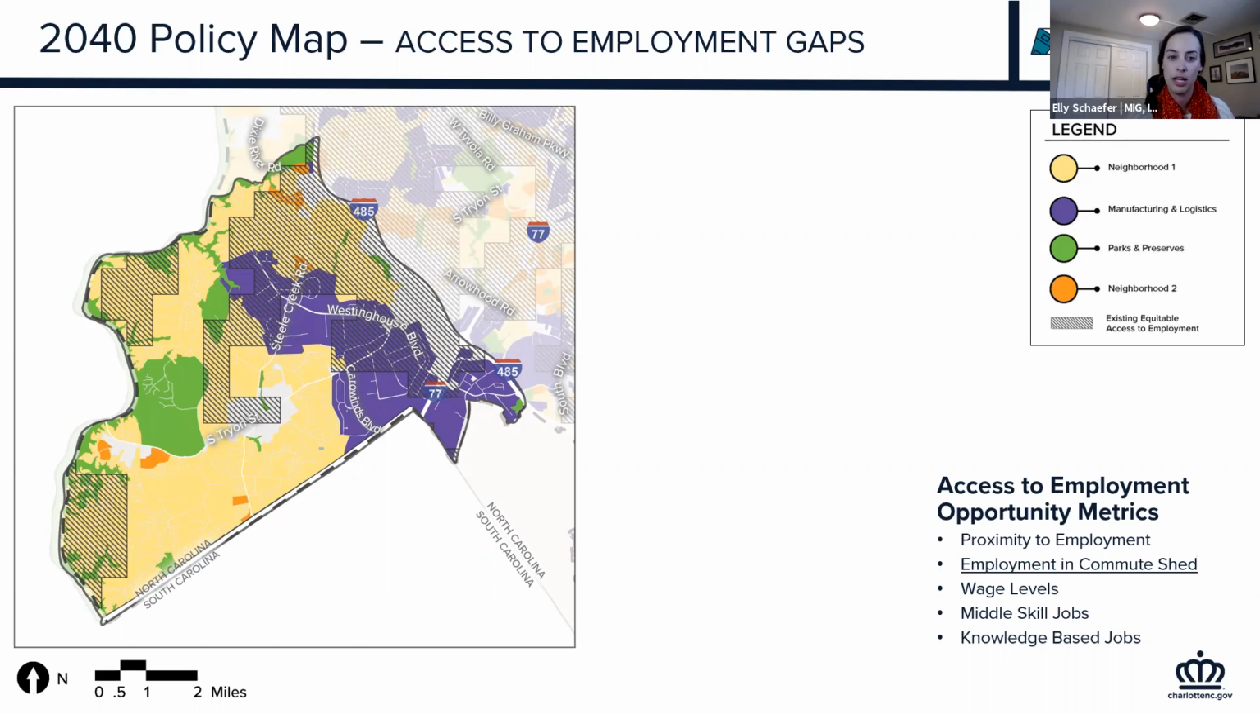So the place type mapping aimed to provide the opportunity for employment within a commute shed, so about 1.5 miles of every neighborhood, but not necessarily within every neighborhood. The items that aren't underlined can happen within any employment area, and therefore, again, we'd look at other tools outside of place types to help address those gaps.